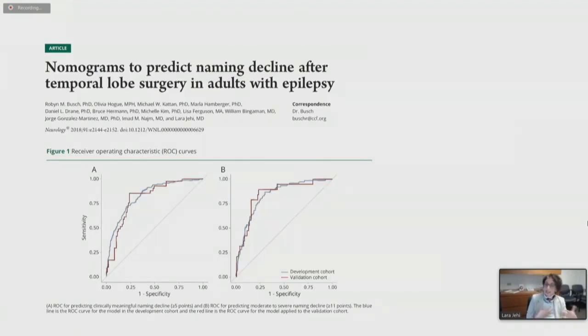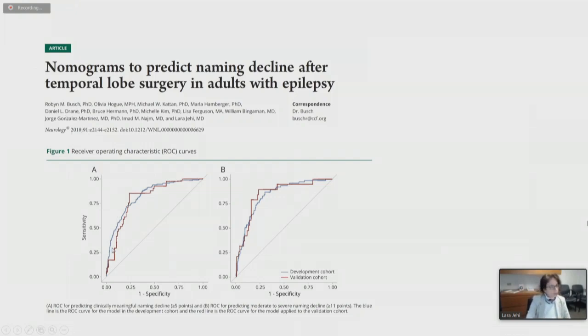Since then, we've started building these algorithms and nomograms for other questions that may be of relevance to us in surgical decision making. This is one that we published a couple of years ago, looking at predicting naming decline after temporal lobe surgery. You see with this one that even with just the coarse clinical and imaging characteristics, it did much better than the seizure freedom one. This is the ROC curve that looks at sensitivity versus specificity.